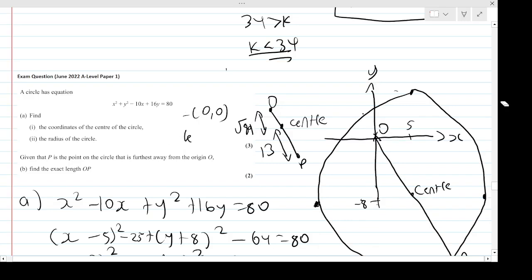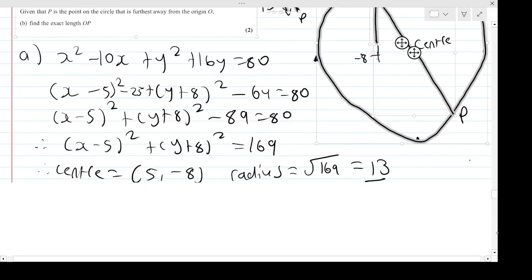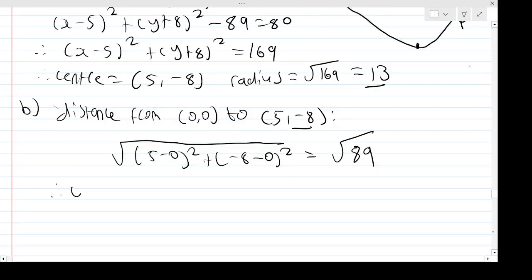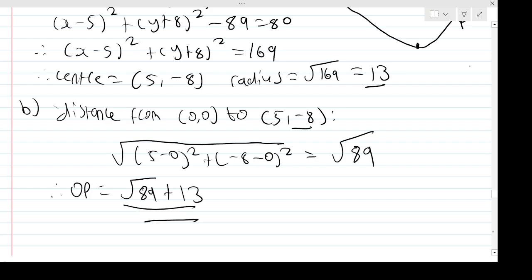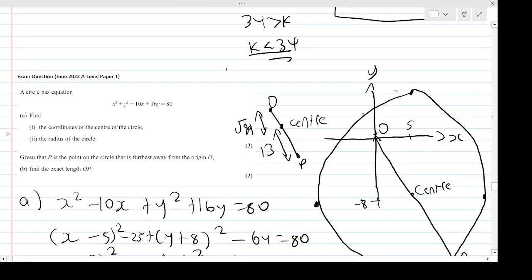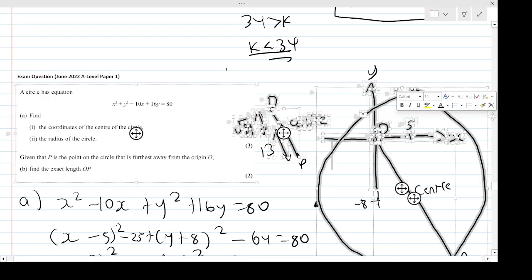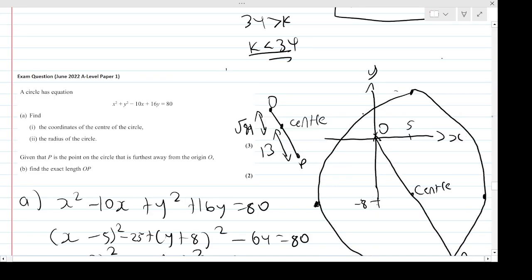If we get rid of this now, therefore OP is just the addition of these two. So OP is root 89 add the radius on, which is 13. There we are. It asks for the exact length, so don't use decimals. Leave it as a square root. Quite a mean 2 marks, but once you draw the situation, hopefully that does help you out a bit more.